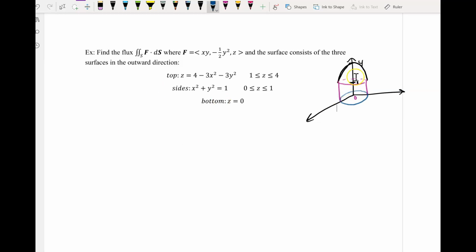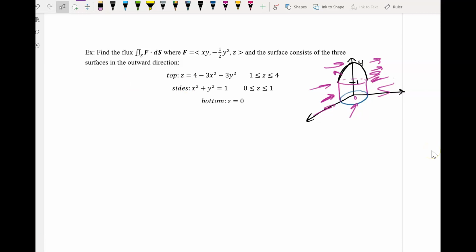So you want to find the total amount of flux in the outward direction, based on this force field. You want to know how much is coming out of it. There's a force field somewhere in here, and sometimes it might be going up or down or whatever. You want to know how much flux is coming out. Remember, flux is the amount of flow. So let's go ahead and figure that out.